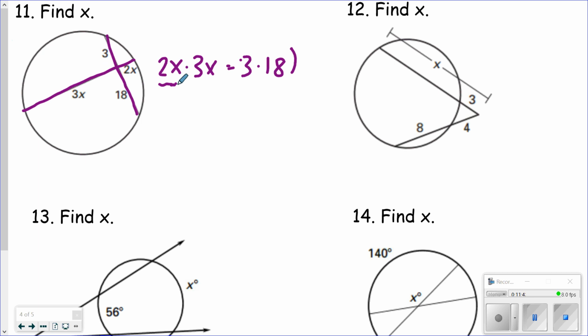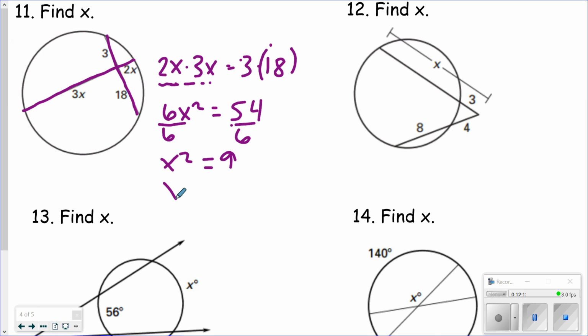When we multiply this together, 2x times 3x is 6x squared, is equal to 3 times 18, and that is 54. Now I'm trying to solve for x, so the first thing I want to do is divide by 6 on each side. X squared then is equal to 9, and I end up getting that x is equal to positive 3.